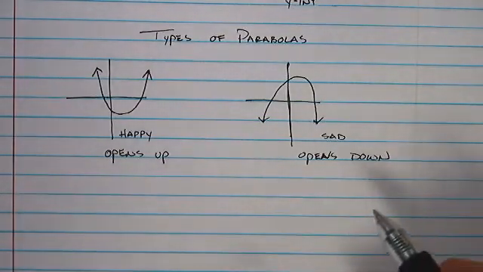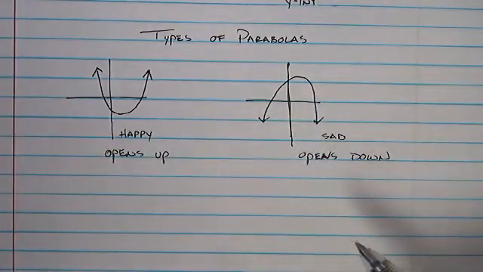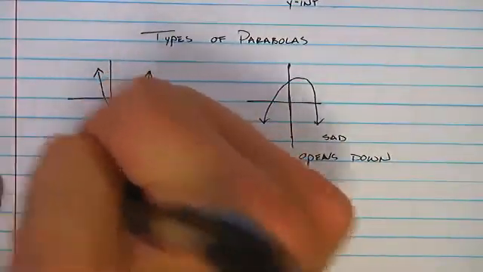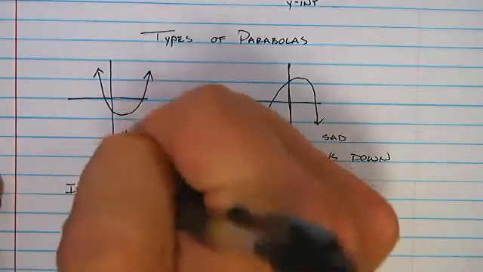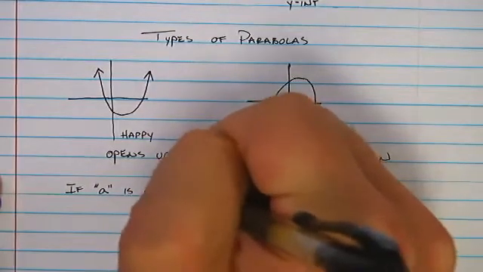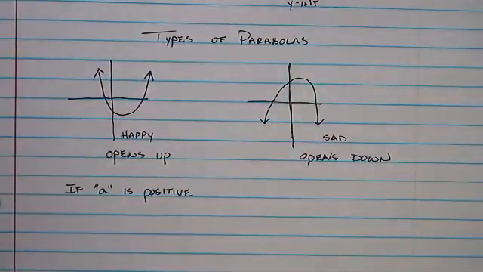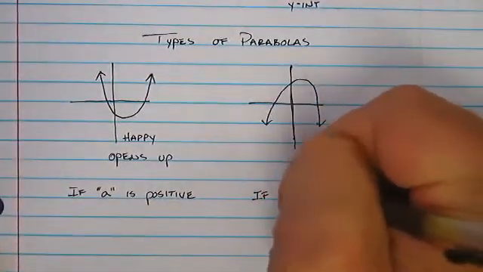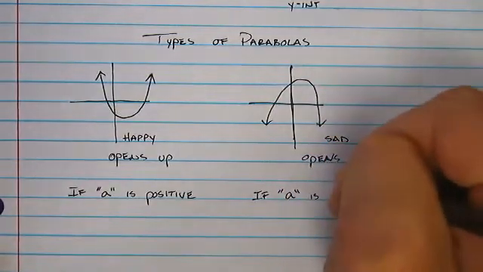All right. Now, how do I know? How do I recognize this just from looking at the equation? Okay. And maybe you made this connection yesterday, and maybe you didn't, and it's okay if you didn't. Okay. If A is positive, you will have a happy parabola, okay? Positive people are usually happy people, okay? Whereas, right, if A is negative.